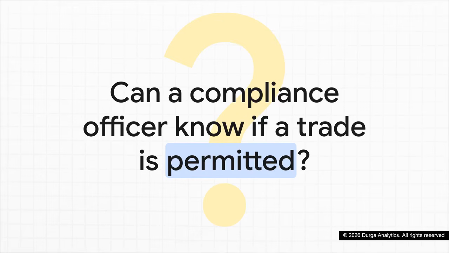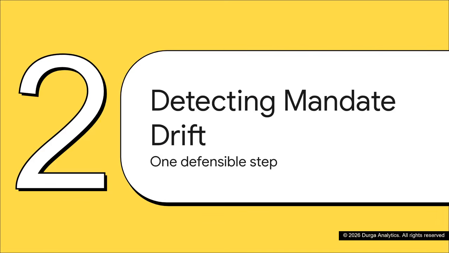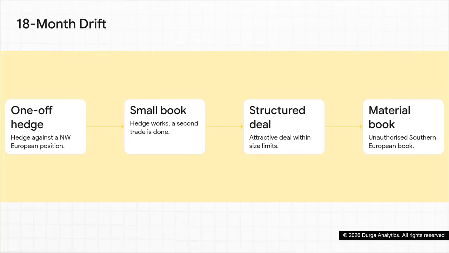It's just a suggestion. Moving on to Section 2, Detecting Mandate Drift. Let's talk about how boundaries actually fail in the real world. You see, mandates rarely get broken in dramatic, explosive ways. Instead, they get stretched, one perfectly defensible step at a time. We call this mandate drift.